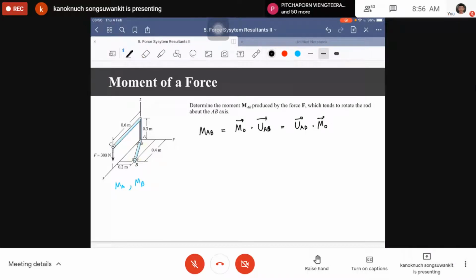First, we need to determine the unit vector of AB. Let's suppose that UAB is directed out of point A. This direction is up to you. You can also assume that UAB is directed in the opposite direction as well. Okay, so let's find UAB.